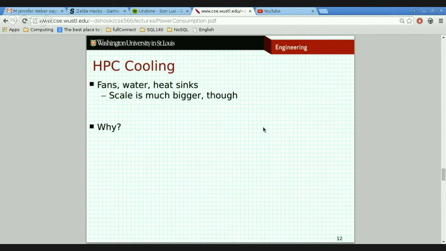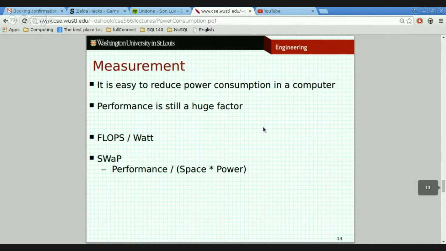Okay, so that's a basic overview of power consumption and heat dissipation that I wanted to talk to you about. Now let's talk about how we can measure our effectiveness. How can we measure how efficient something is? It's easy to reduce power consumption in a computer. All you have to do is turn it off. If I turn my computer off, it consumes no power whatsoever. But that's not an ideal answer to the question of reducing power consumption. We want to reduce power consumption while the computer is running, so we can't ignore the factor of performance.